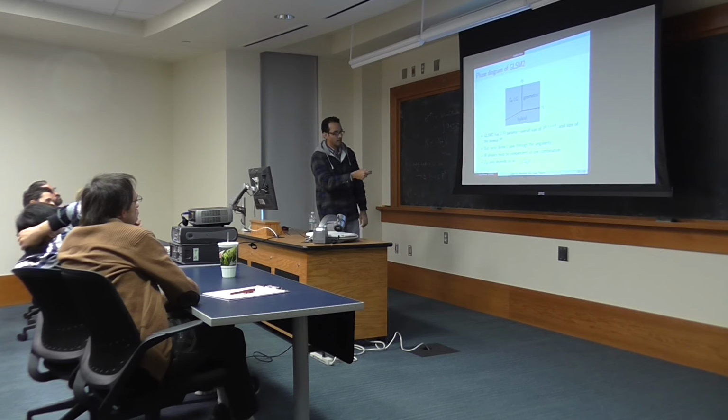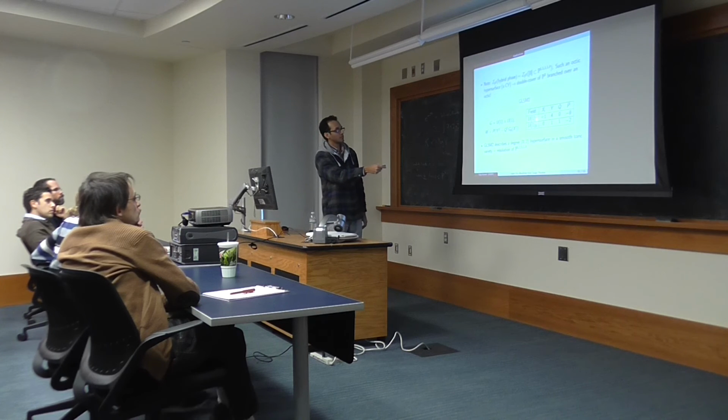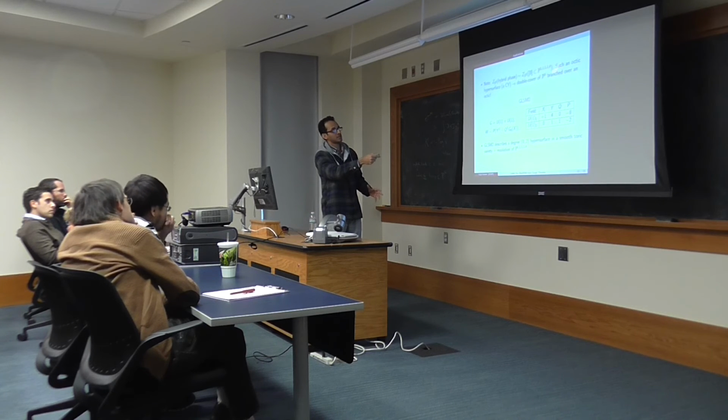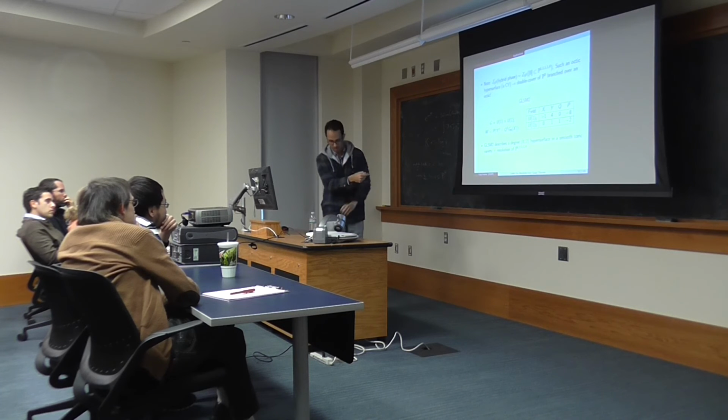Now the two FI parameters of GLSM2, there are two U1s. One of them corresponds to the overall size of this projective space. And the second FI parameter corresponds to the blow-up, the size of the blow-up. Okay?